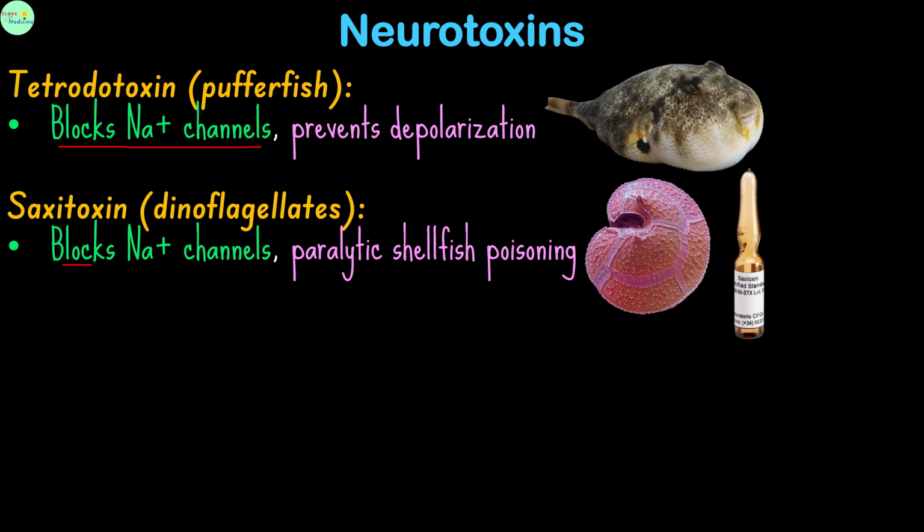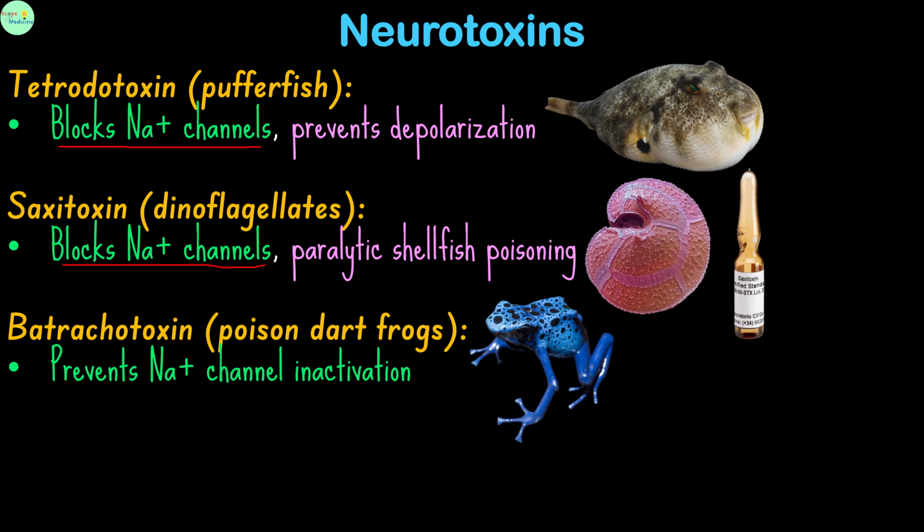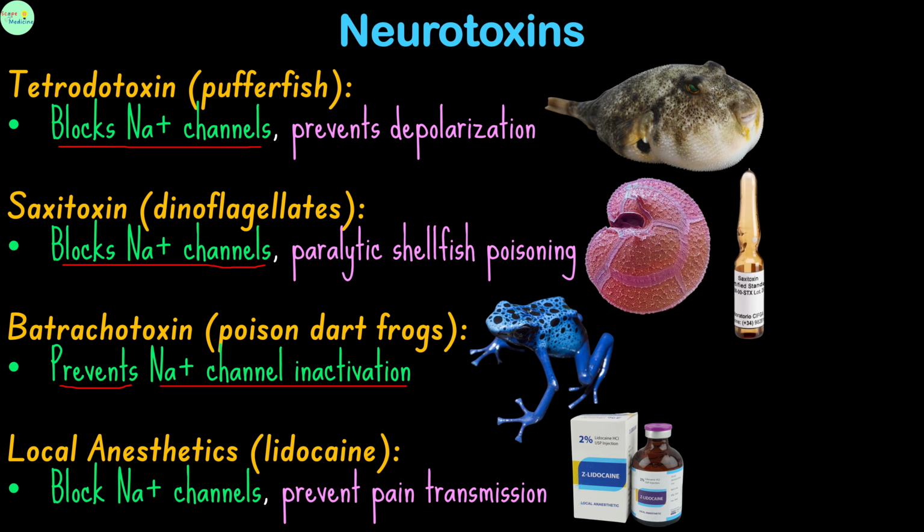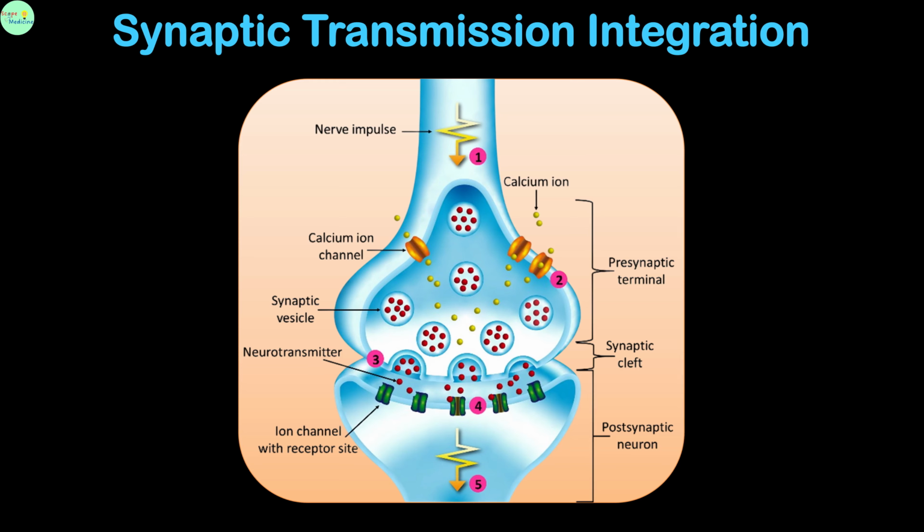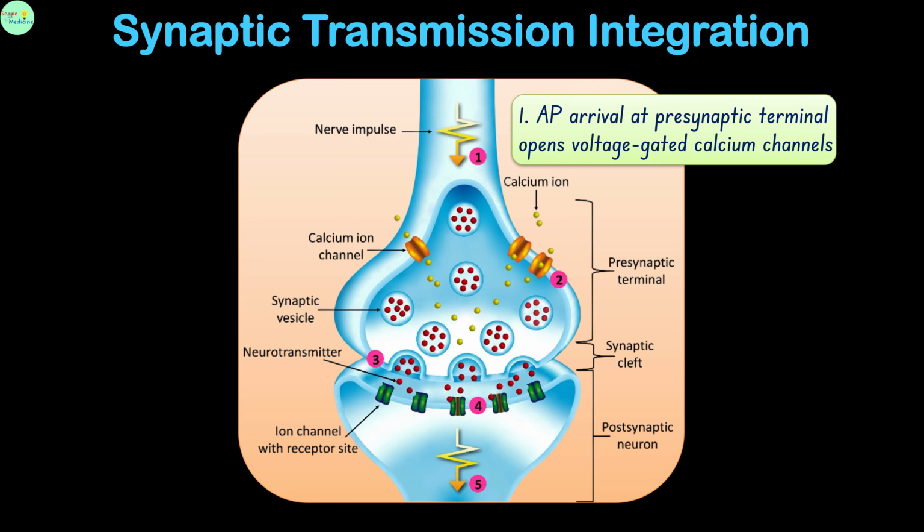Saxitoxin produced by dinoflagellates similarly blocks sodium channels and causes paralytic shellfish poisoning. Batrachotoxin from poison dart frogs prevents sodium channel inactivation, causing persistent depolarization. Local anesthetics like lidocaine and procaine block voltage-gated sodium channels, preventing action potential generation in pain fibers and thus blocking pain signal transmission.